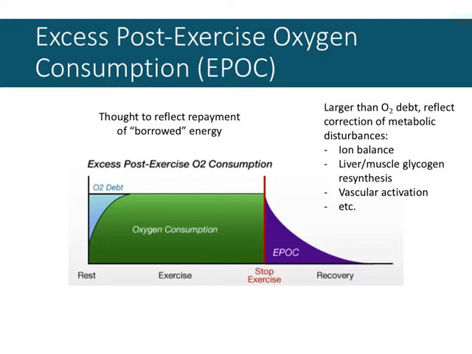The processes that are supported by EPOC and recovery are those that go to correct the disturbance of exercise. So sodium potassium ATPase, calcium ATPase, resynthesizing glycogen that was used during the exercise, activating the vasculature to divert blood flow, activation of the ventilatory muscles to catch your breath. All those things need energy. And it's not simply reflective of the initial small disturbance caused by the O2 debt portion at the onset of exercise.